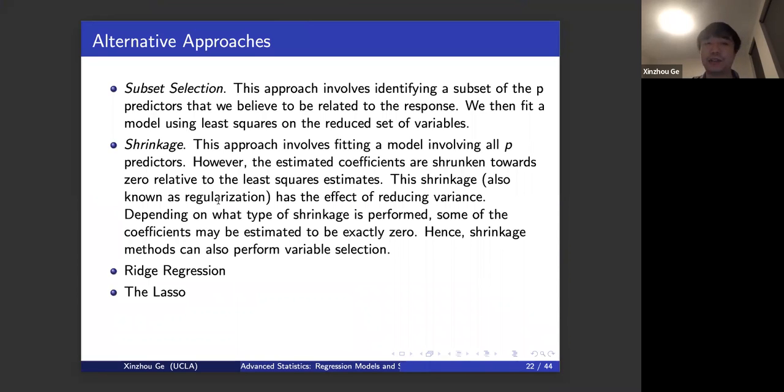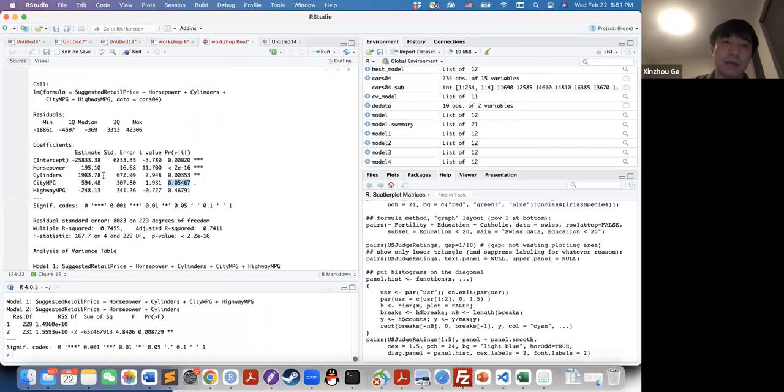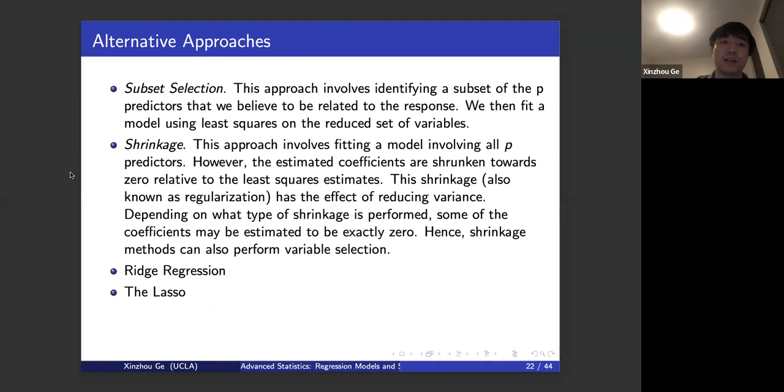There are many ways to do predictor shrinkage. One way is called subset selection. This approach involves identifying a subset of the predictors that we believe to be related to the response, and we then fit a model using least squares on the reduced set of variables. For example, by looking at this table, if we think that city MPG and highway MPG are not so important, we remove these two and fit a model only using horsepower and cylinders. This is one way to do this, and there is another way called shrinkage.